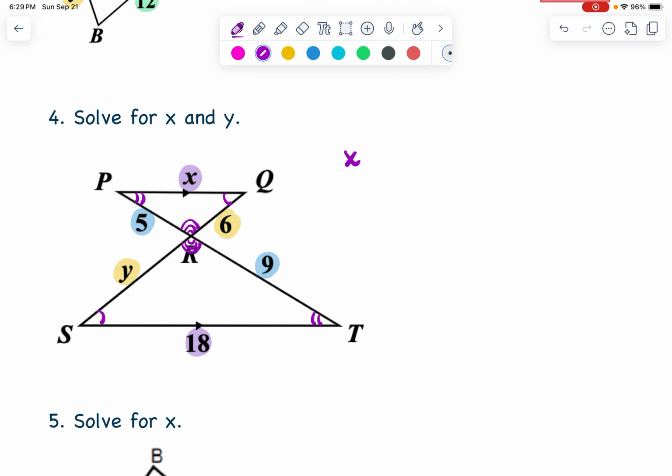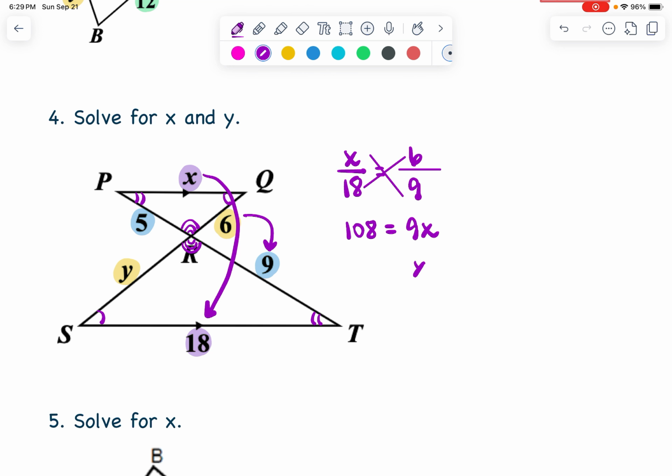I'm going to go ahead and solve for X first, and I'm just going to do little to big. So I'm doing top to bottom, right? So X is to 18. And then, of course, I'm going to pick the 6 to 9, right? Because obviously my other ratio would give me a Y, and I don't want an X and a Y in the same problem, right? So 18 times 6 gives us 108. Multiply the other way, we get 9x, right? And that's going to give us 12.